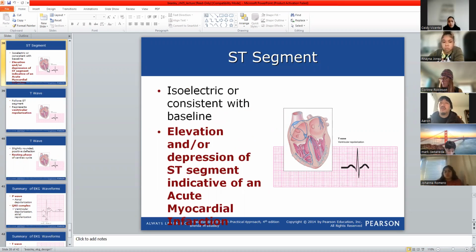Isoelectric line, or consistent with the baseline. This is the criteria of the ST segment, as I told you at the beginning of our lecture today. Elevation or depression, meaning above or below the isoelectric line, indicates acute myocardial infarction. Take care of this. Anything written in red on the slides is a warning, so keep it in your mind.